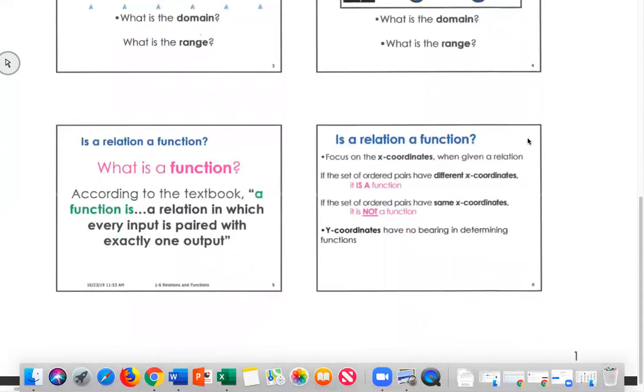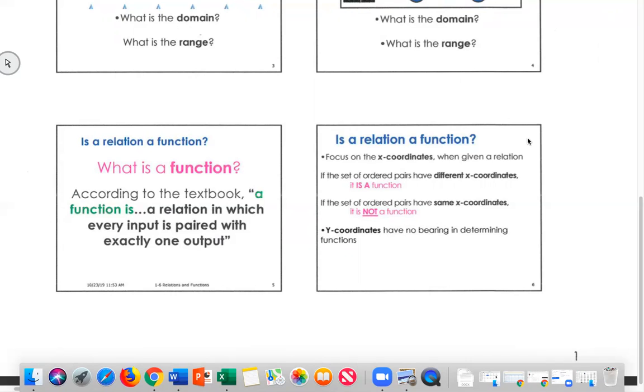Now, since we are talking about domain and range, we have to talk about what makes something a relation and a function, or what's the difference between the two. So a function is this. It is a relation in which every input is paired with exactly one output. Meaning your X values can't repeat. I can't have, say, an X value or an input as like 2, okay, and then see another 2 and have those numbers go to 2 different things. And I'll show you what that looks like.